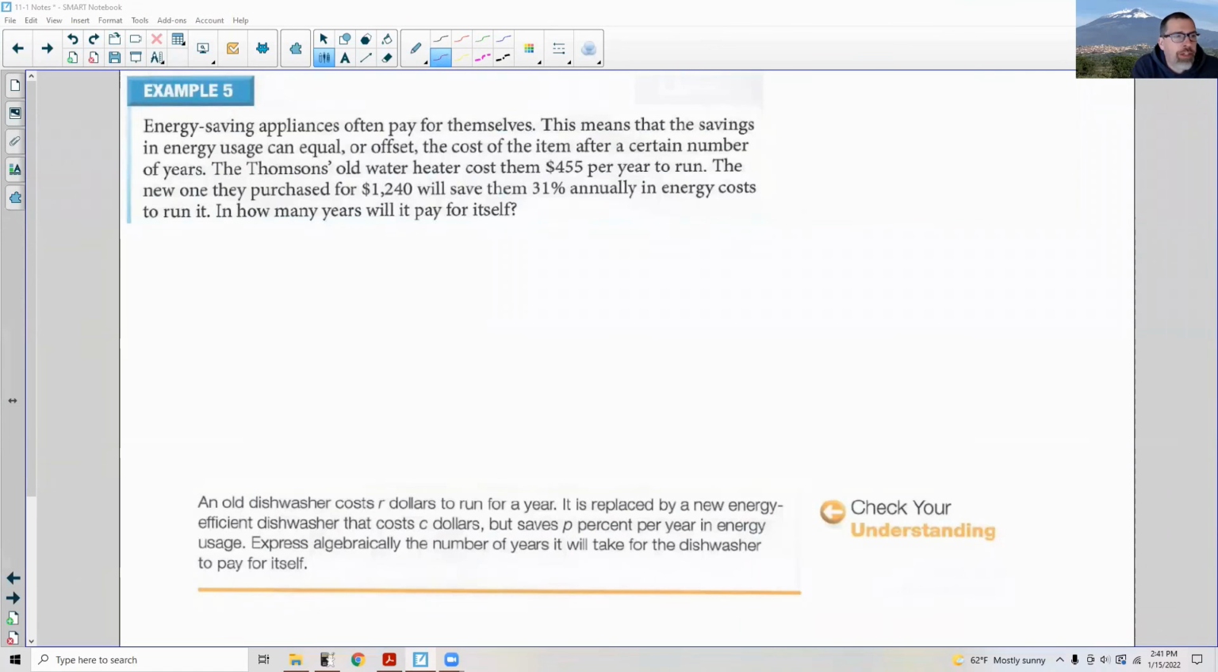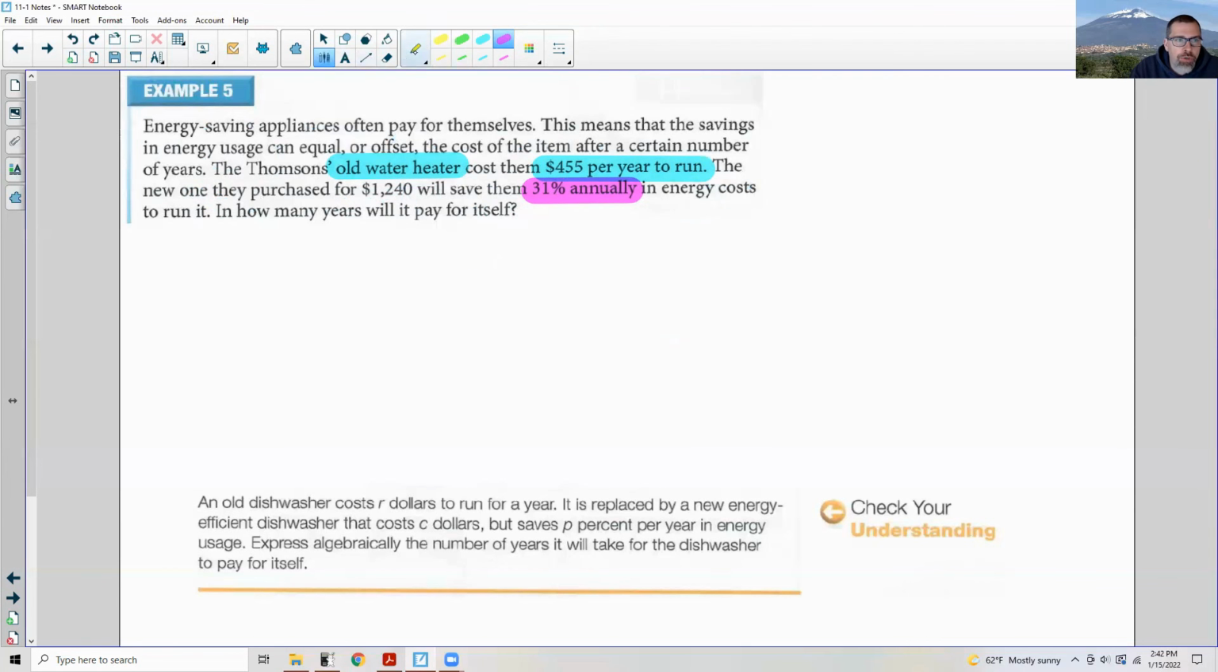Okay, example 5 says energy saving appliances often pay for themselves. This means that the savings in energy usage can equal or offset the cost of the item after a certain number of years. The Thompson's old water heater cost them $455 per year to run. Okay, so let me highlight that. $455 per year to run old water heater. The new one they purchased for $1,240 will save them 31% annually in energy costs to run it. How many years will it pay for itself?